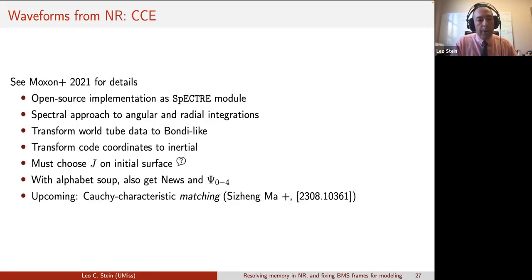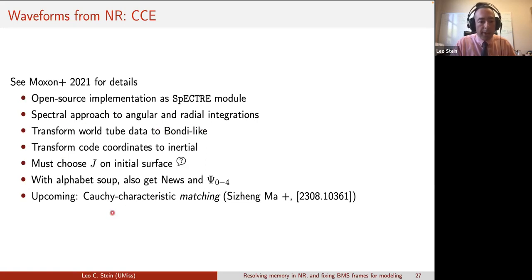If you want the actual details of how this works, there's this paper led by Jordan Moxon. And this is implemented in the new code Spectre. It was previously implemented in Spec, but Spectre is the next generation numerical relativity code. So we can take our Spec simulation data and feed it into this Spectre module to take the data from a finite world tube and integrate it all the way out with the fully nonlinear Einstein field equations all the way out to scri.